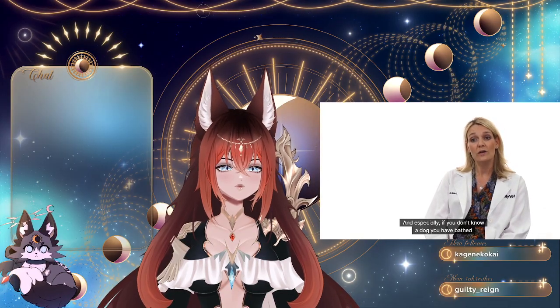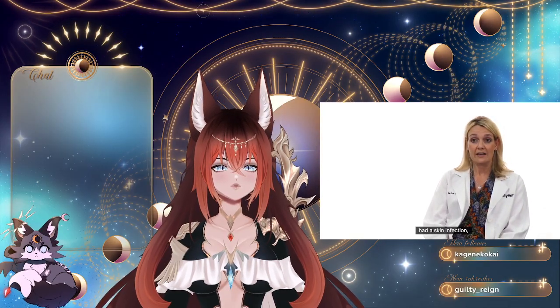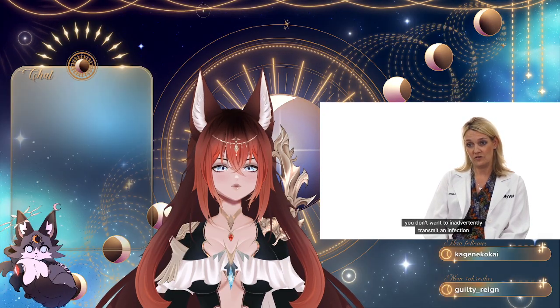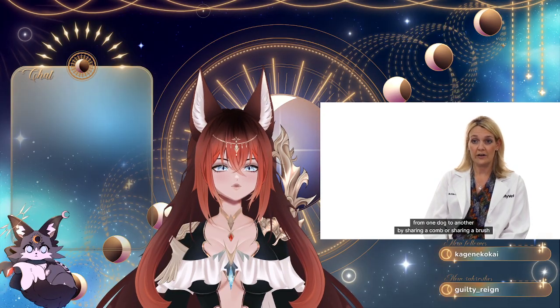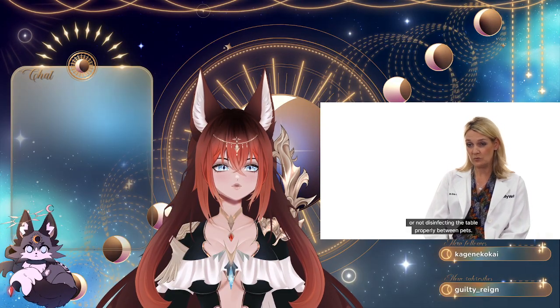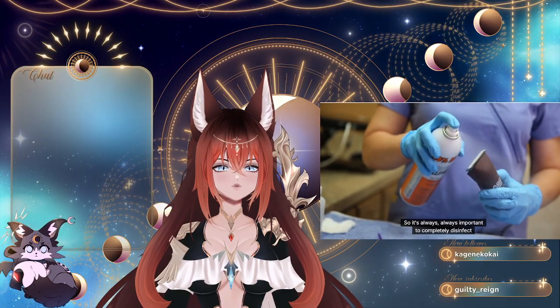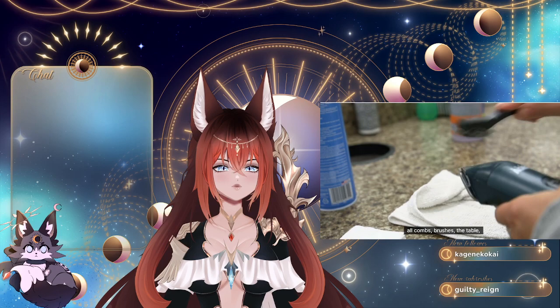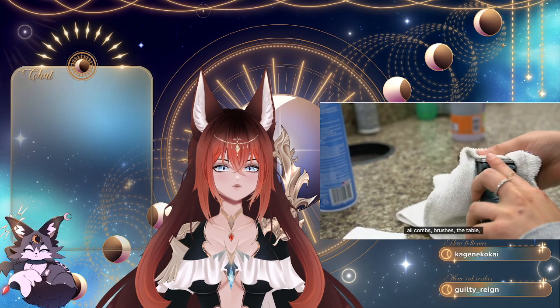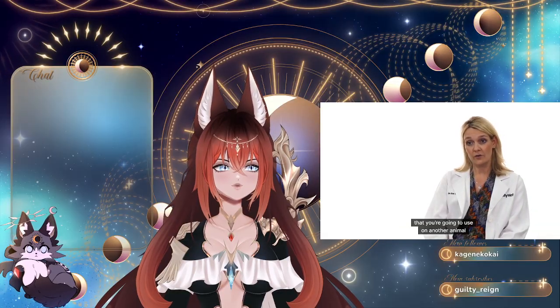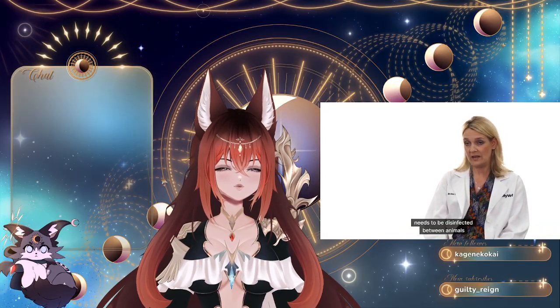Especially if you don't know if a dog you have bathed had a skin infection, you don't want to inadvertently transmit an infection from one dog to another by sharing a comb or sharing a brush or not disinfecting the table properly between pets. So it's always, always important to completely disinfect all combs, brushes, the table, anything you may use on that pet that you're going to use on another animal needs to be disinfected between animals.